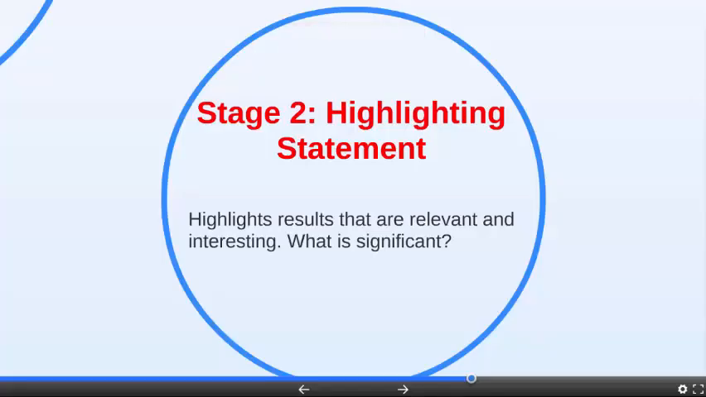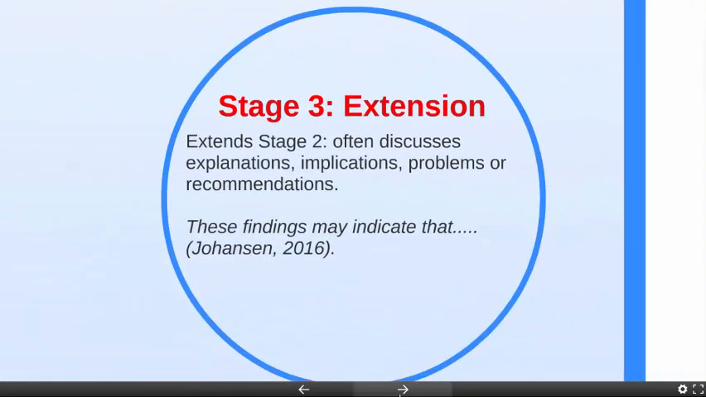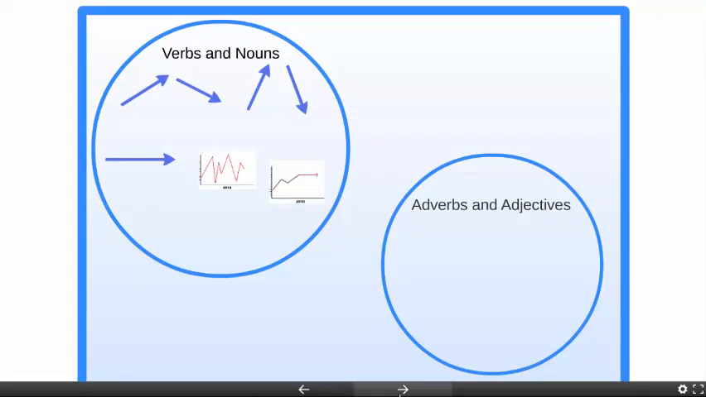So the highlighting statement is stage 2. It highlights the results that are really relevant, interesting, or important. So think about what's the most important, what's the most significant thing in that data that you want to highlight, and just let everything else go. Stage 2 and stage 3 are really interconnected in that you're going to have a highlighting statement, and then for stage 3 you're going to write an extension. So before we get to stage 3, let's look at some choices for stage 2 for a highlighting statement.